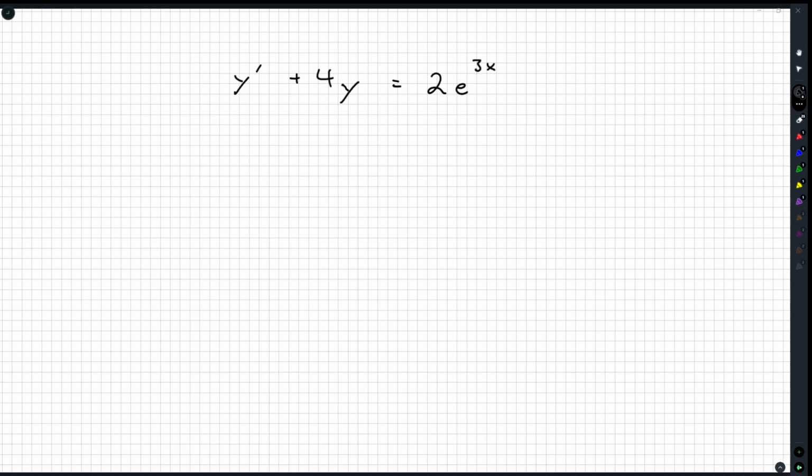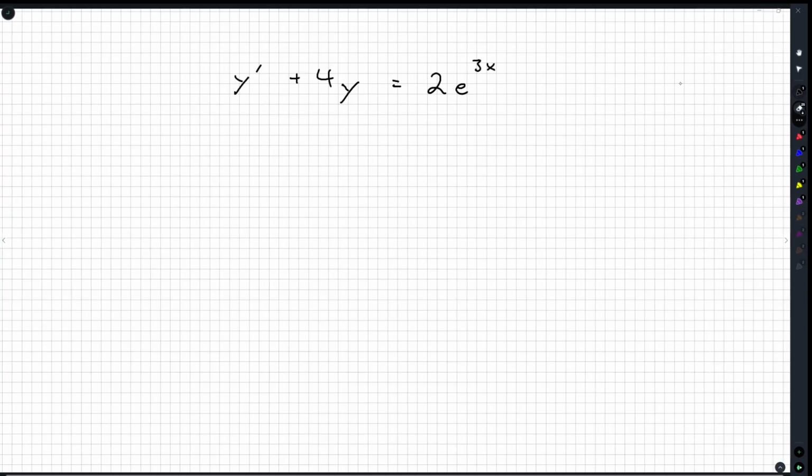Is it 2e to the 3x, or was it 3e to the 2x? 3e to the 2x. Okay, I had it wrong. There we go. So we'll have 3e to the 2x. Now, we have y prime by itself. It's a plus sign here, which means this 4 is just our p of x, our coefficient of the original function. So it's just a nice constant.